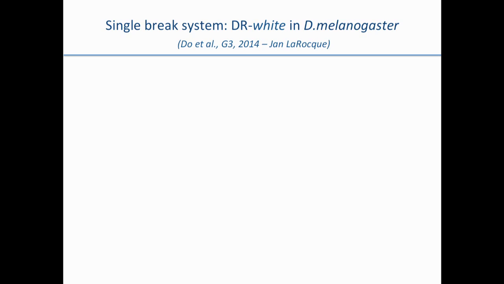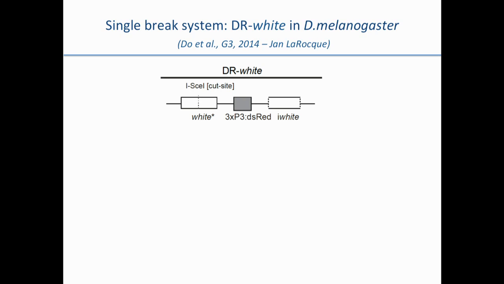We collaborated with Jean Larocque on this, who is a PI at Georgetown University, and she already developed a really nice system called DR-white in Drosophila. This is what the construct looks like. You have an upstream Y gene, which encodes for the red eye color in flies, but this contains an I-SceI cut site right in the middle of the gene, which creates a premature stop codon, so you cannot have an active transcript. Downstream of that, we have a DsRed marker, and then downstream of that, we have an iY gene, which has a 5' and 3' deletion, so again it cannot lead to an active Y transcript, but it does have the wild-type sequence where the upstream Y gene has the I-SceI cut site. So if you express I-SceI, you can induce a single double-strand break in the upstream Y gene.